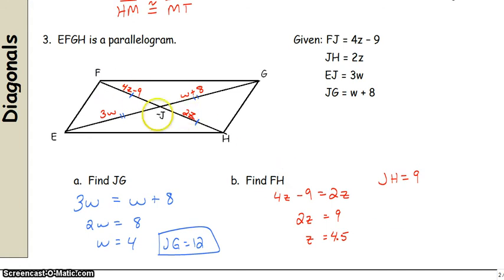FH is both of these. Since they're the same, I can multiply the 9 by 2. And FH is 18.